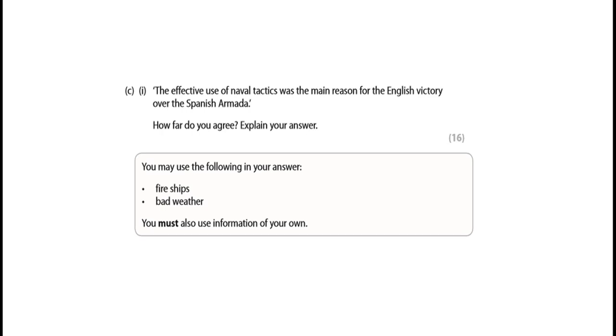So answers to these sorts of questions have to have some balance. On the one hand, it was naval tactics, but on the other hand, it was other things, and you've got to decide whether or not the English victory was mainly because of the effective use of naval tactics, or was it because of other factors?